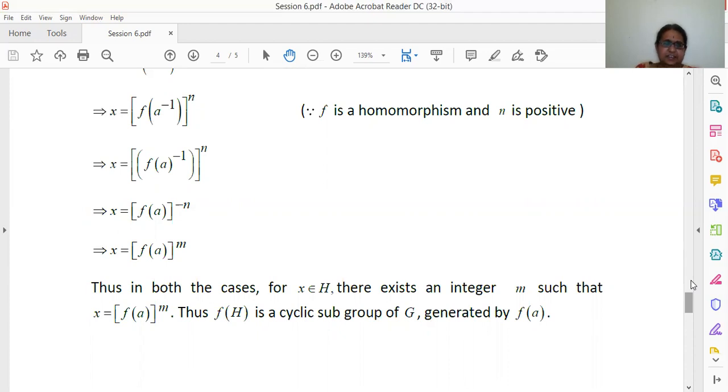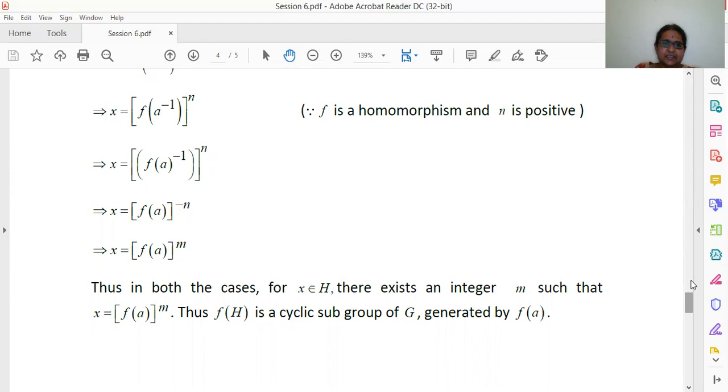Then we have the cyclic group. If the group is cyclic, then it will be generated by an element. That element is known as the generator. So in this case, we have shown that if the group is cyclic, then f of H is a cyclic subgroup of G. So in all these theorems, mainly we have made use of f being a homomorphism.